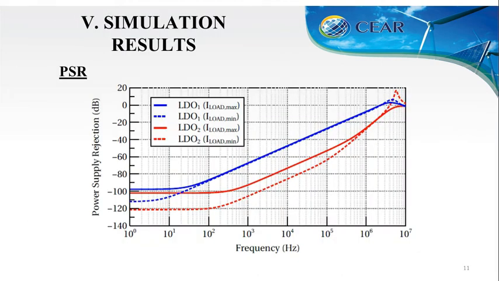Looking into the simulation results of the PSR, we can see that we obtain for both regulators a high DC PSR. The PSR was simulated for minimum and maximum load current. Observe that the results of LDO2 are superior, mostly because its PSR starts to decrease at a higher frequency.